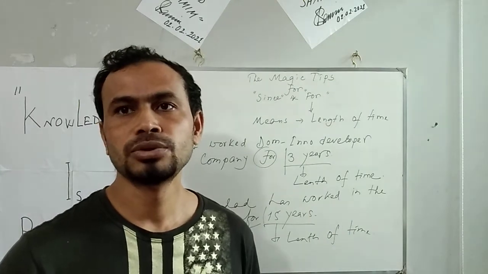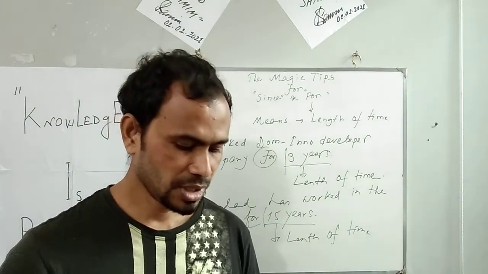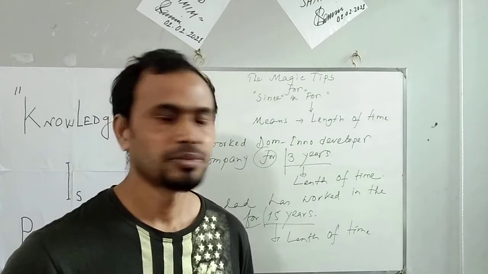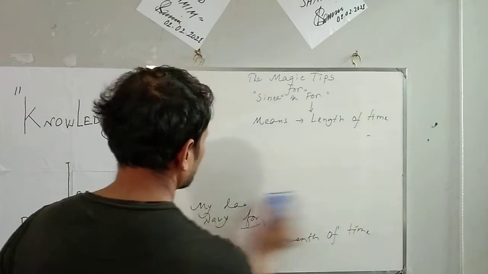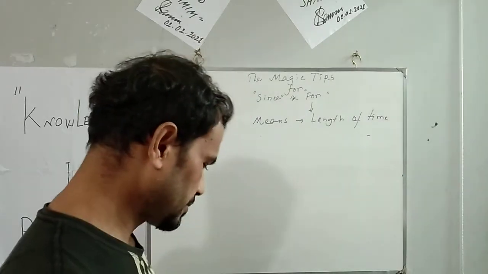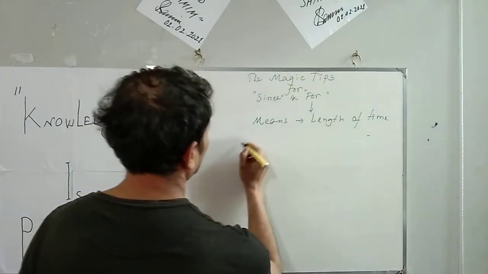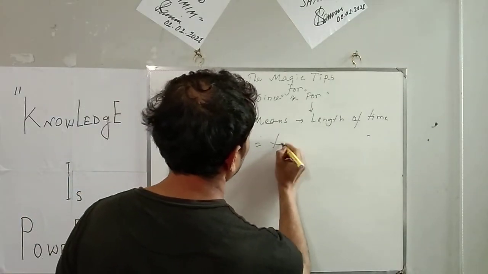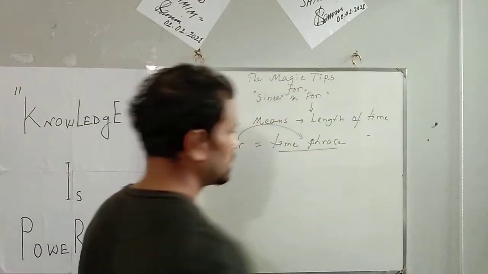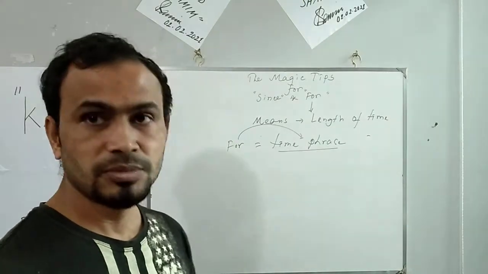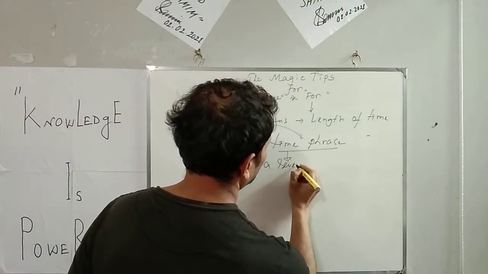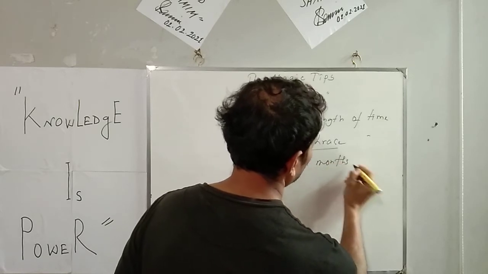So I would like to define one thing. For means time phrase. Time phrase means more than one word. So for equal to time phrase. Time phrase means several months is a time phrase. Several months is a time phrase.